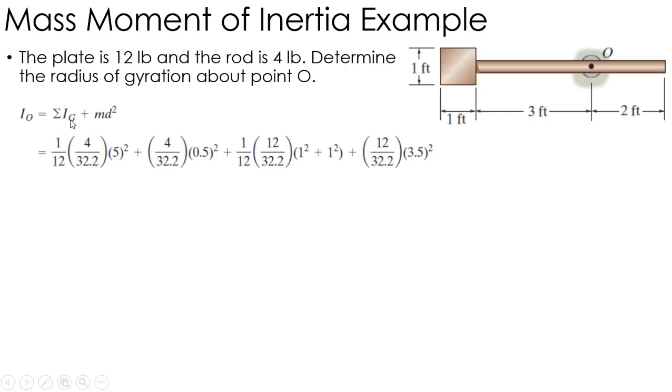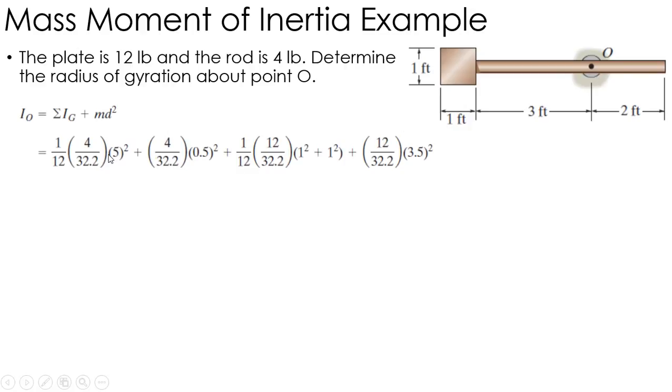which is the moment of inertia of the mass about its centroid plus the mass times the distance the centroid is from O. I start with the rod. The moment of inertia of a rod about its centroid is 1/12 ml squared. So I get 1/12 m, which is 4 pounds divided by 32.2 to turn it into slugs, and its length is 5 squared. That's the moment of inertia about its centroid, and its centroid is at 2.5, which is a half of a foot away from O, because O is 2 feet away from the endpoint.